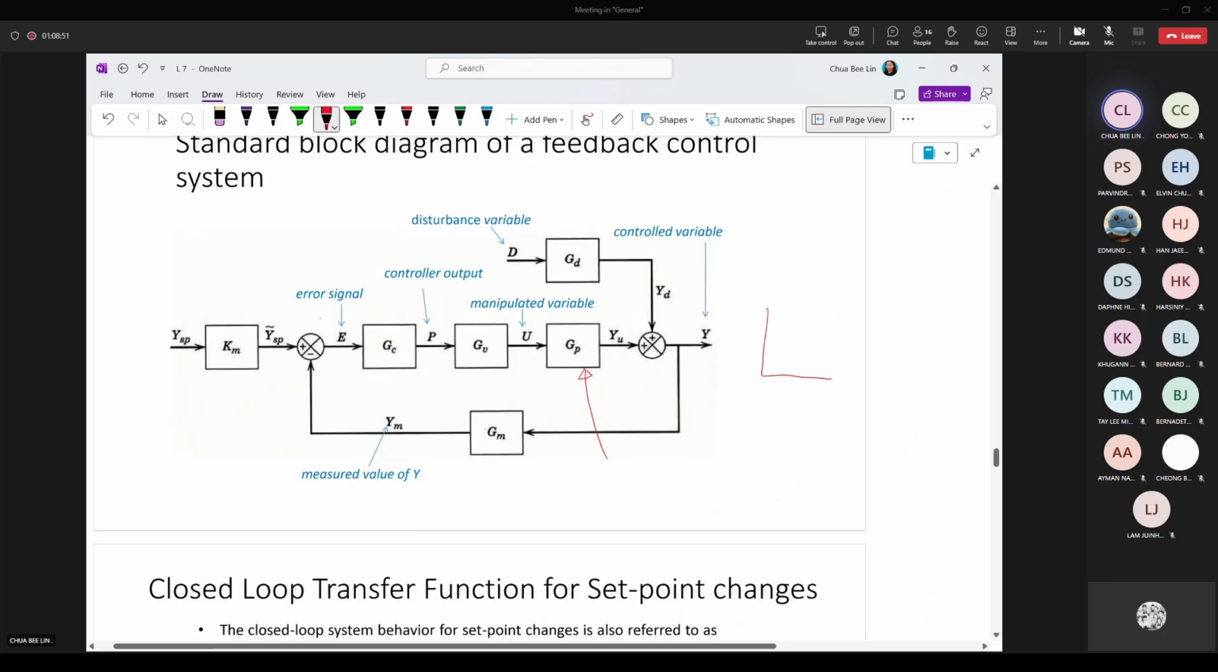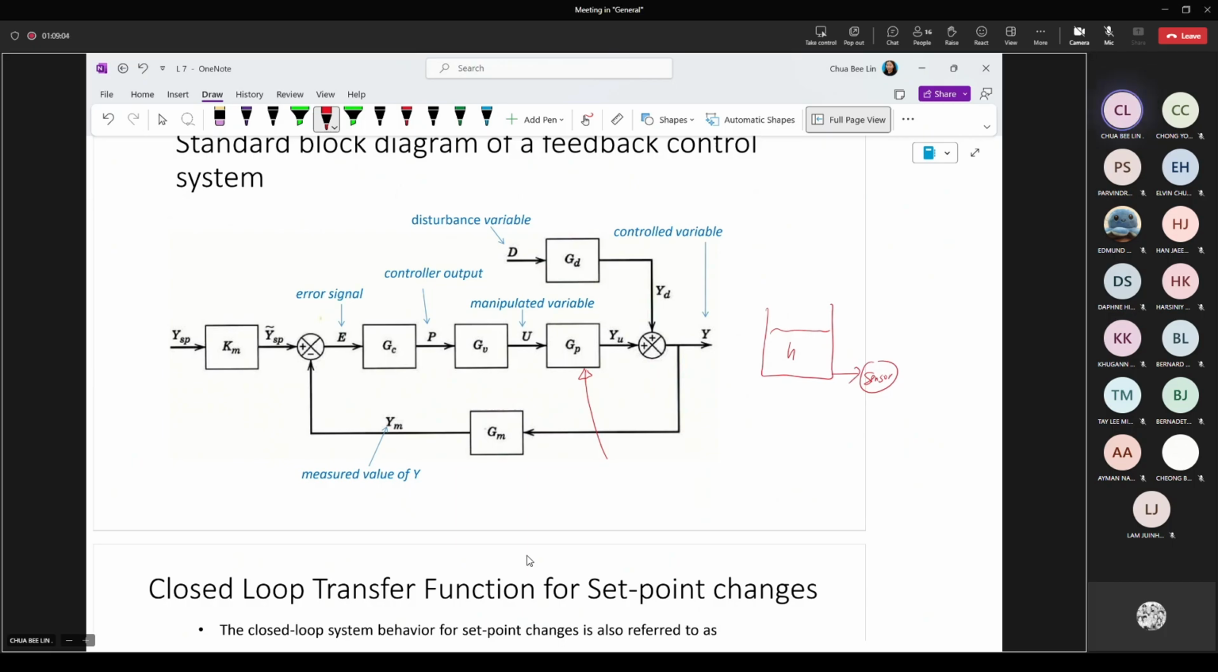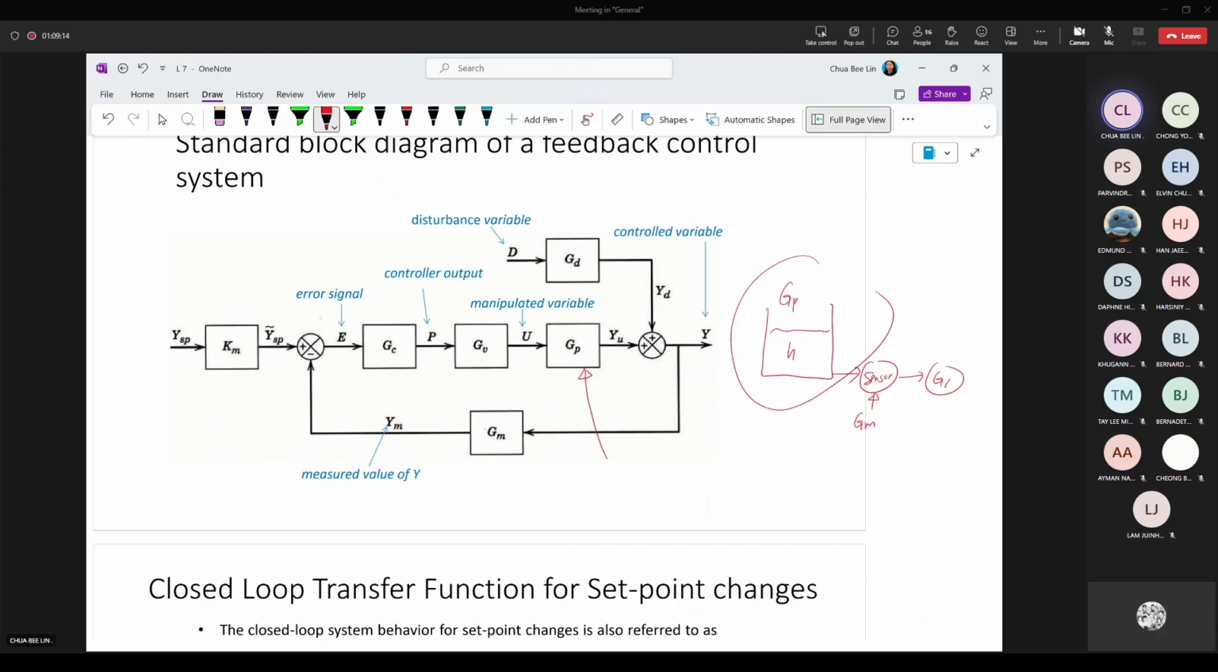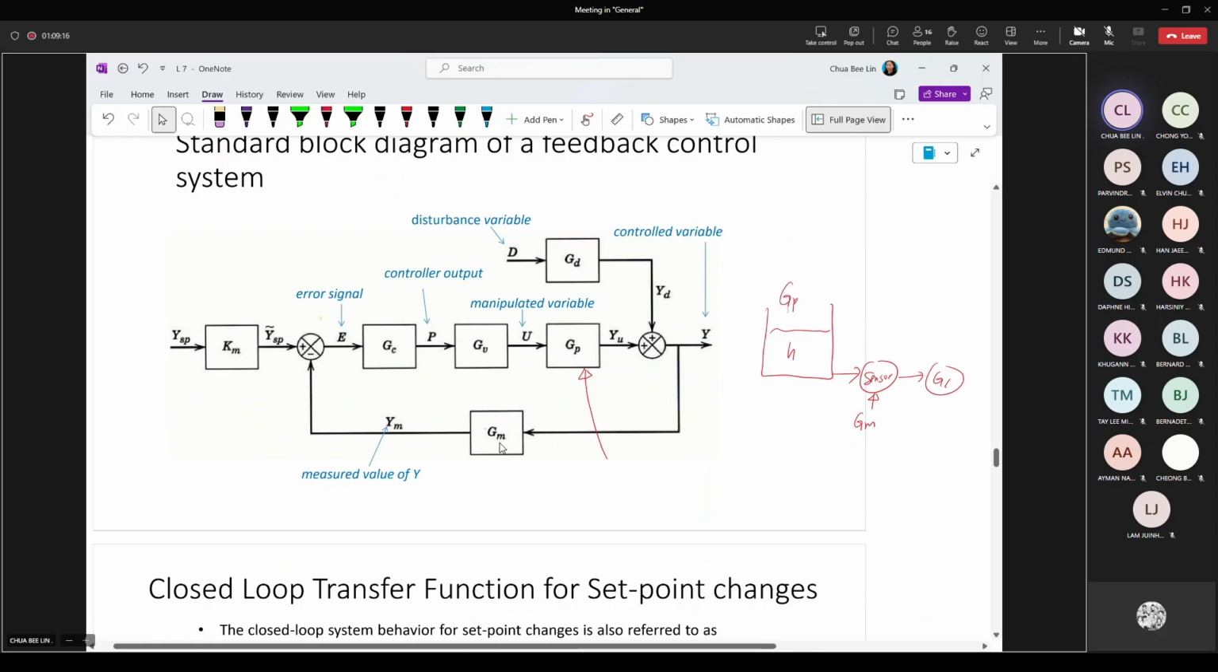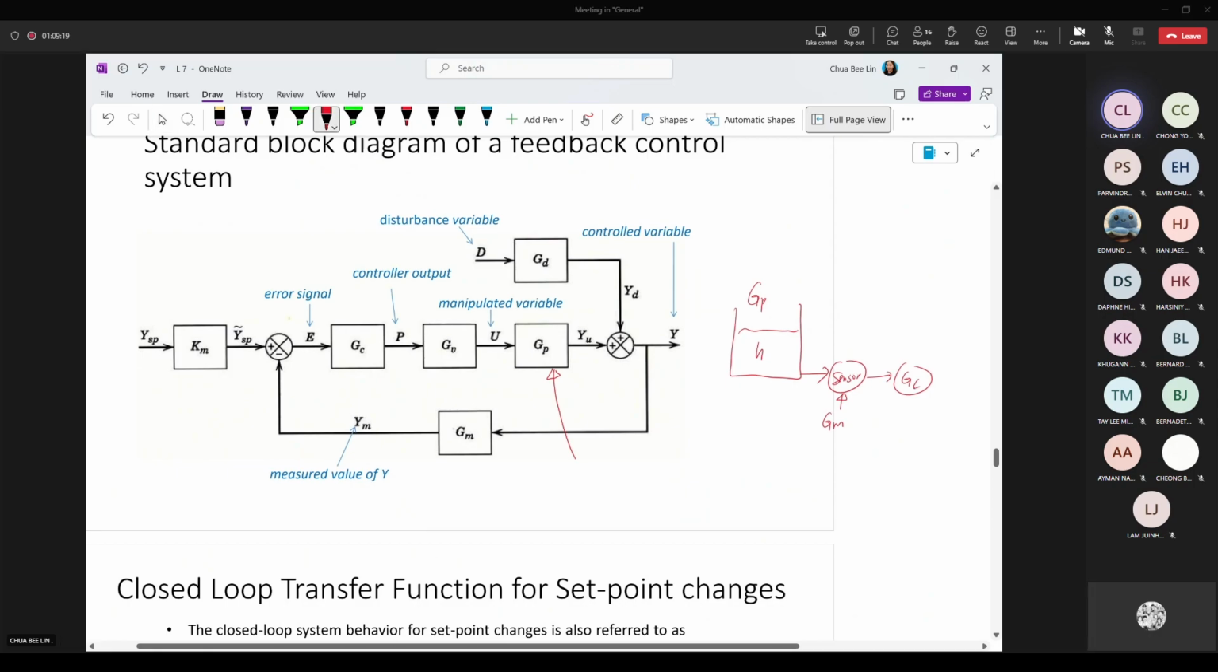Let's say I'm having level H. Okay, my output is H. I'm having a sensor to measure the level H. Then you'll be having the controller GC. So sensor means GM. So the whole thing here is actually your transfer function for GP. You have to derive the equation of the GP using the mass balance, unsteady state minus steady state, and so on.